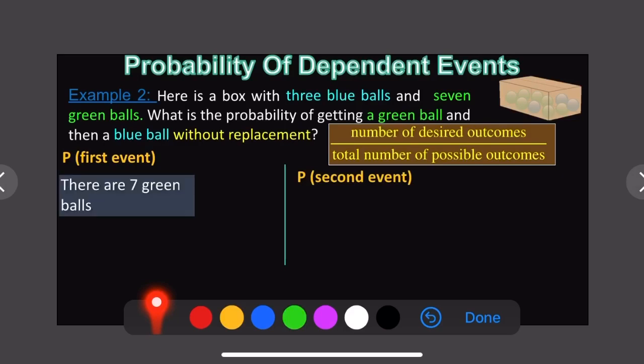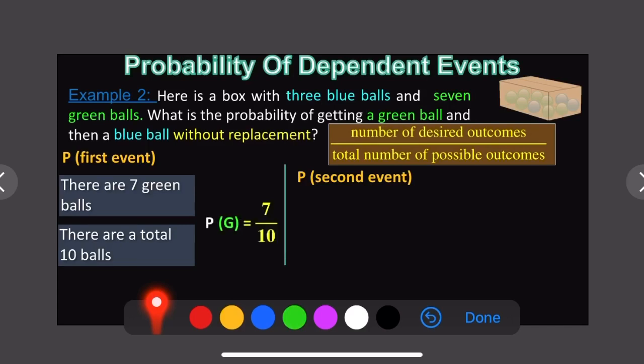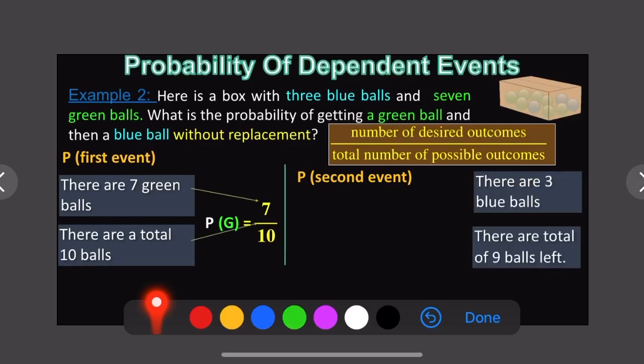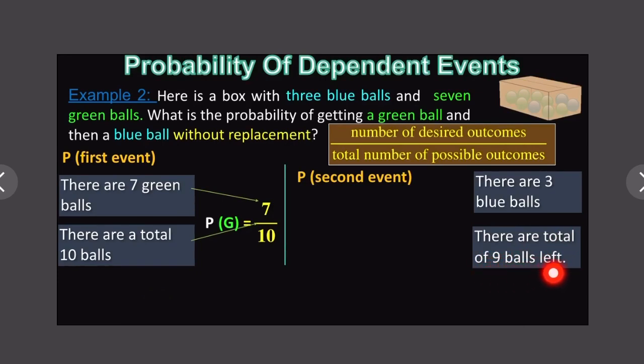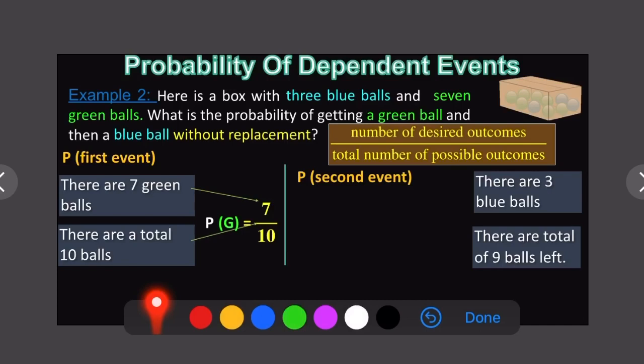So for the first event, we have taken a green ball. So there are 7 green balls out of a total of 10 balls. So we have the probability of getting a green as 7 by 10. For the second event, we have 3 blue balls, and since the first one is taken and not replaced, we have a total of 9 balls left in the box now. Hence, the probability of the second event, that is getting a blue ball, will be 3 over 9, simplified to 1 over 3.